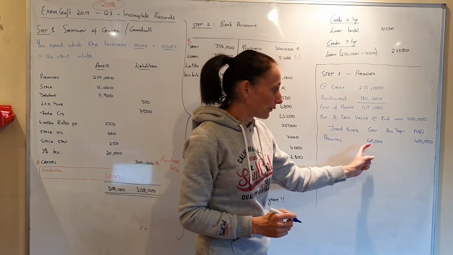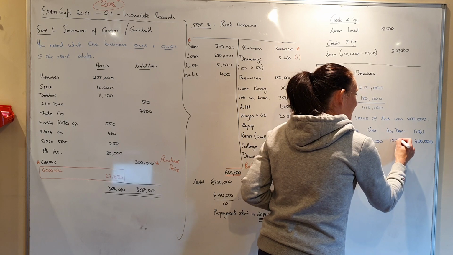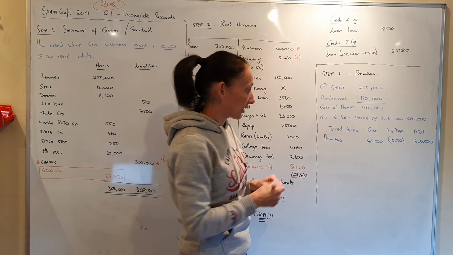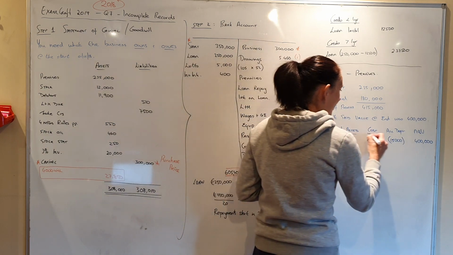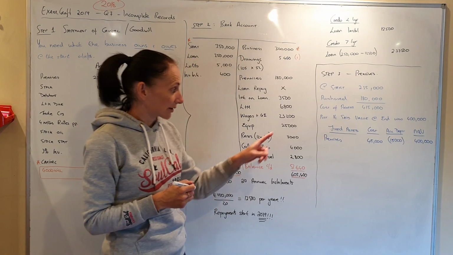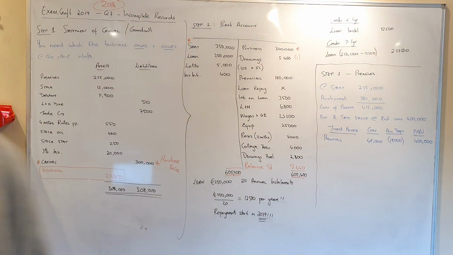So how did it go from 415 to 400,000? You would say they lost 15,000 in depreciation. Okay, so that's how you're going to work out your depreciation. So this is the way your premises will look in your balance sheet, and then in your profit and loss you will have depreciation of premises also of 15,000.